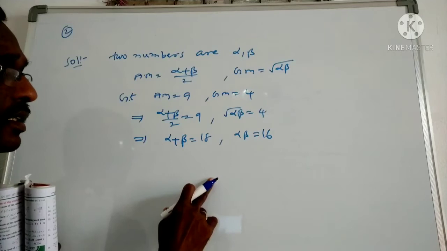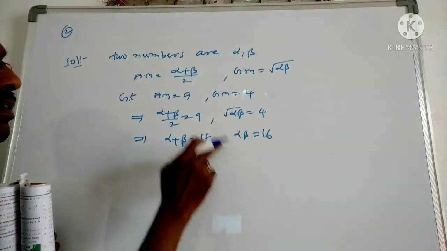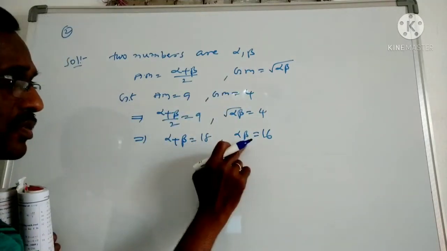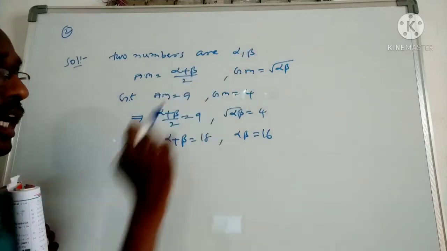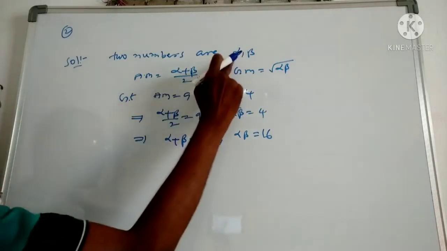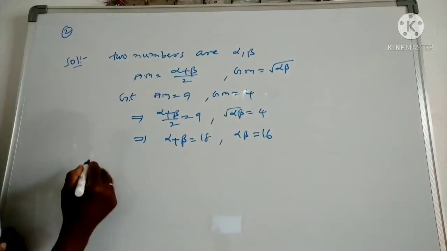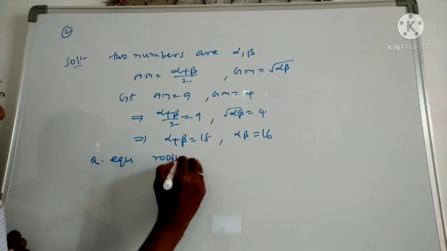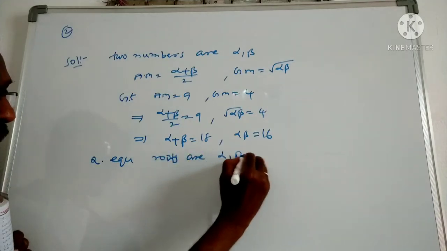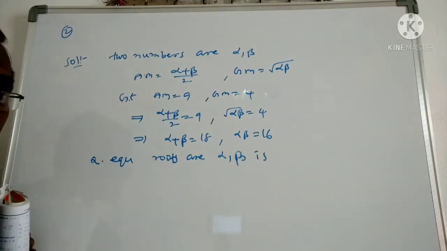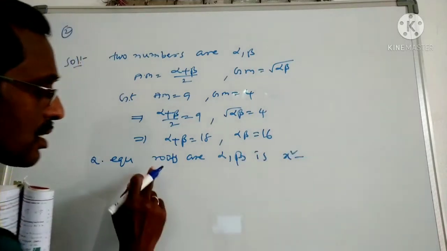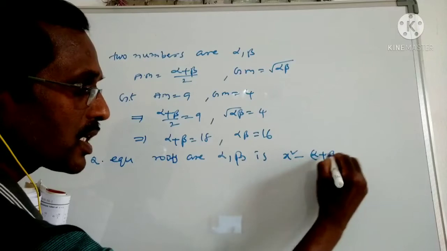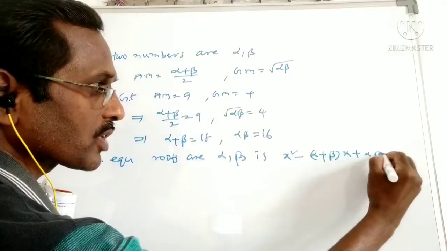Now what is the question here? What is the equation having arithmetic mean 9, geometric mean 4? So we have these values. What are the numbers we assumed? Alpha, beta. So what is the equation having alpha, beta as the roots? The quadratic equation whose roots are alpha comma beta is x square minus (sum of the roots, alpha plus beta) into x plus product of the roots equals 0.